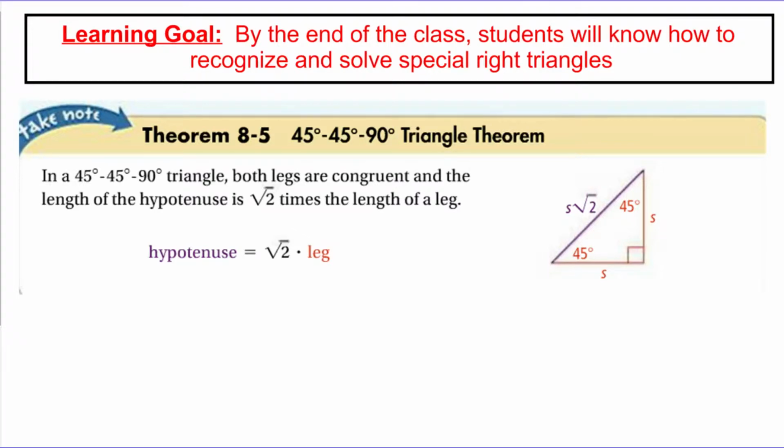Okay, so we're going to take a look now at what are called special right triangles. There are two special right triangles that we like. They show up very commonly in the real world, and so we gave special definitions to them. So we're going to start off with the first one.